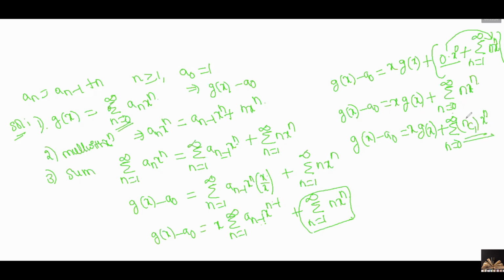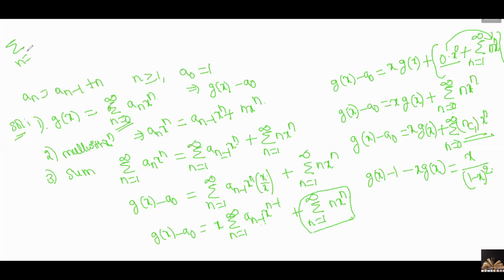Now what is the value of a0? The a0 value is 1, so 1 minus x into g of x. You just move this g of x term to the left side, and it becomes summation of n choose 1 into x power n. The formula for this is x by 1 minus x whole square. These are the formulas you have to remember.